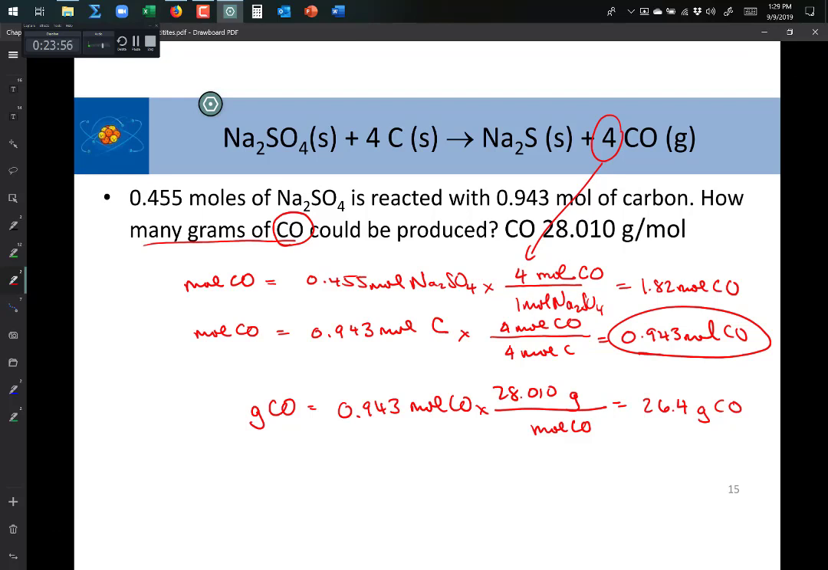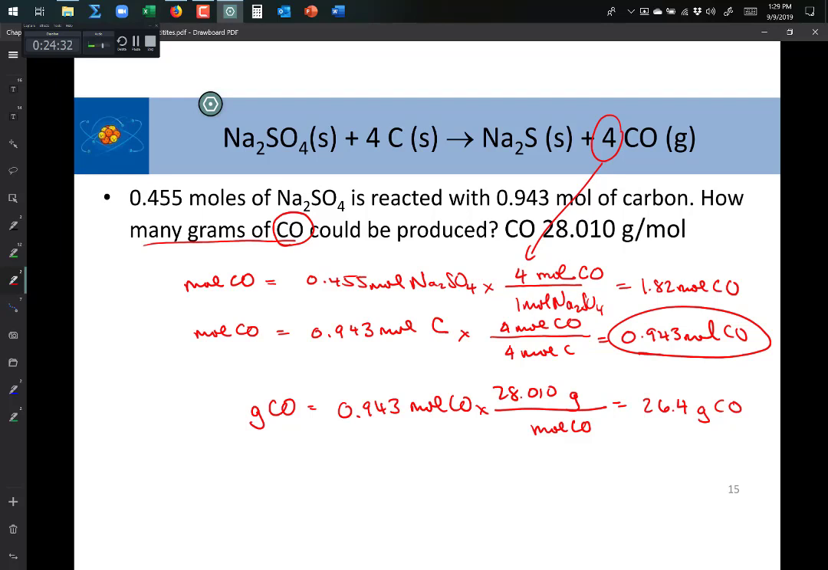So I start with 0.455 moles of sodium sulfate, and I start with 0.943 moles of carbon, right? Every time some carbon gets used, sodium sulfate gets used. Eventually, the carbon runs out and gets completely converted over to carbon monoxide. When it runs out, the reaction has to stop, because you don't have any more carbon. So the carbon runs out, and the reaction stops before all the product could get made that the sodium sulfate says could get made.